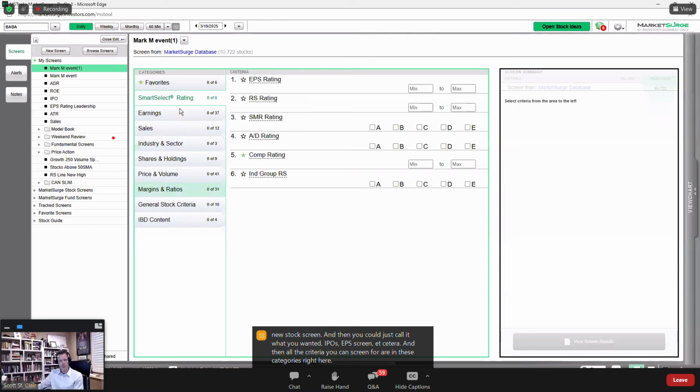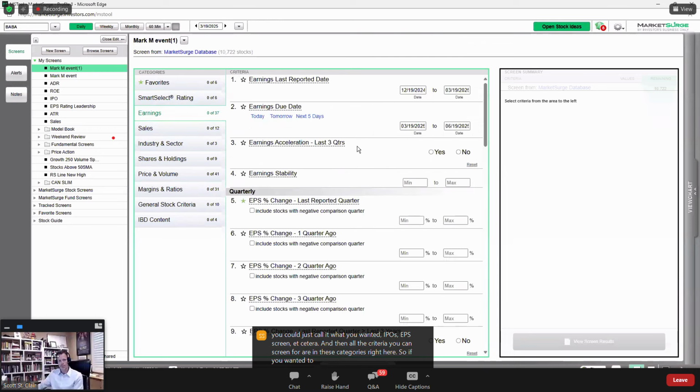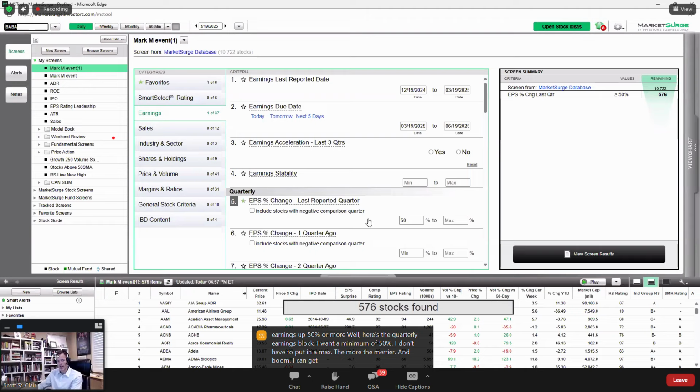So if you wanted to screen for earnings, let's say quarterly earnings up 50% or more, well, here's the quarterly earnings block. I want a minimum of 50%. I don't have to put in a max, the more the merrier. And boom, I can get 576 stocks that have earnings last quarter up 50% or more.